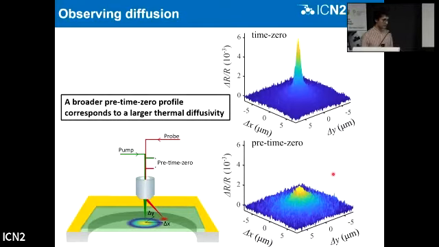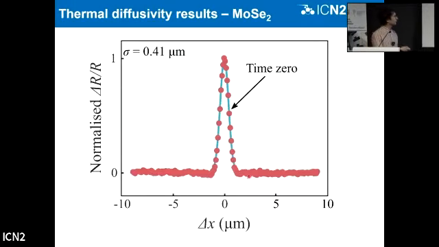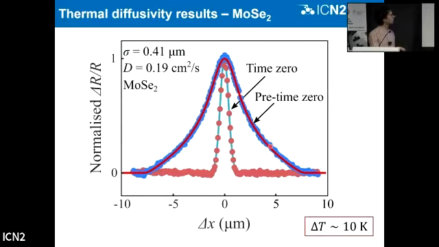The intuitive interpretation here is that a broader pre-time zero profile corresponds to a larger thermal diffusivity. But if we look at these in more detail, by taking line cuts of the two profiles, we can see that in fact this time zero profile has a Gaussian shape which matches that of the incoming pump beam, and the width is the same. This initial excitation diffuses in space, and we end up with a much broader profile looking at the pre-time zero signal.